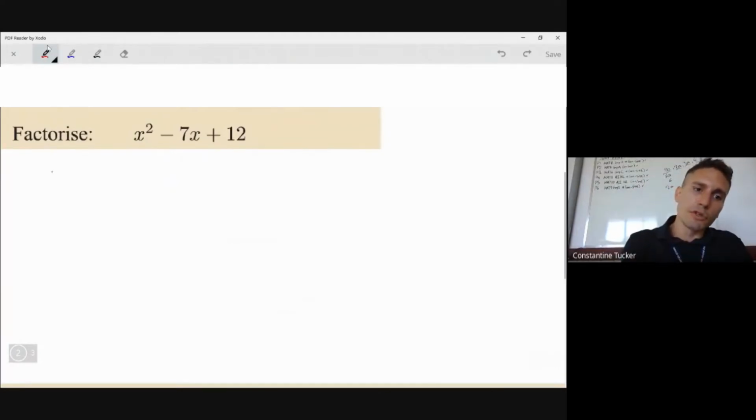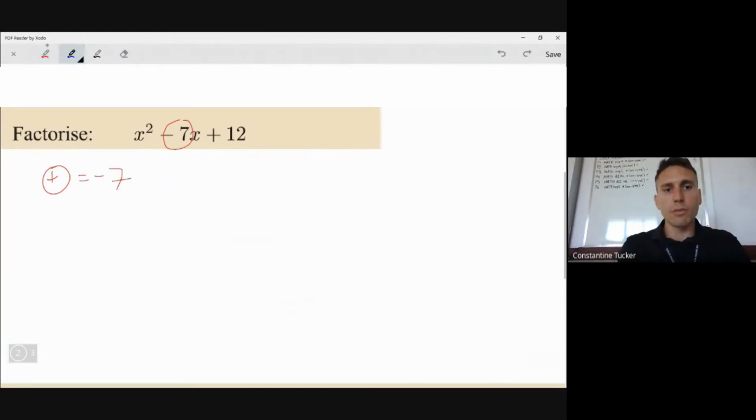Here we are looking for two numbers that add to give us minus 7. So we take it with the minus, and then we want those same two numbers to multiply to give us 12.